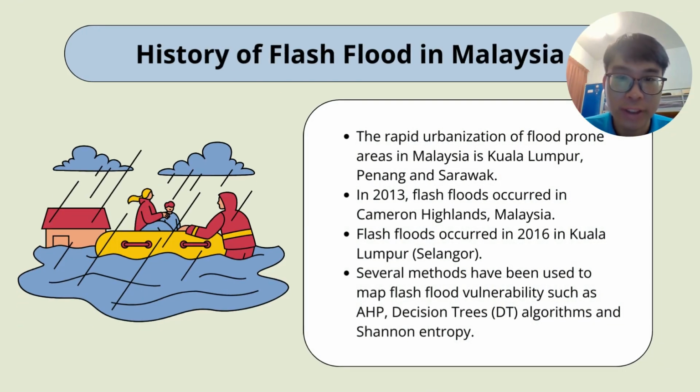So the history of flash flood in Malaysia: the rapid urbanization of flood-prone areas in Malaysia include Kuala Lumpur, Penang, and Sarawak. In 2013, flash floods occurred in Cameron Highlands, Malaysia. Flash flood also occurred in 2016 in Kuala Lumpur, Selangor. Several methods have been used to map flash flood vulnerability such as AHP, decision trees, algorithms, and Shannon's entropy.